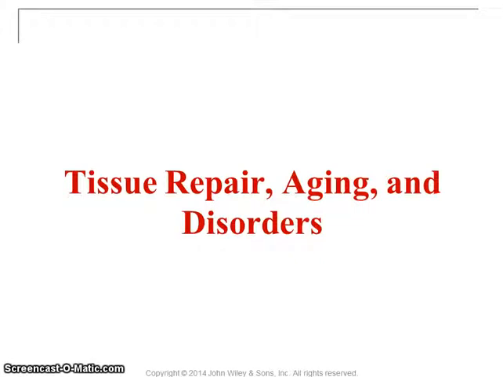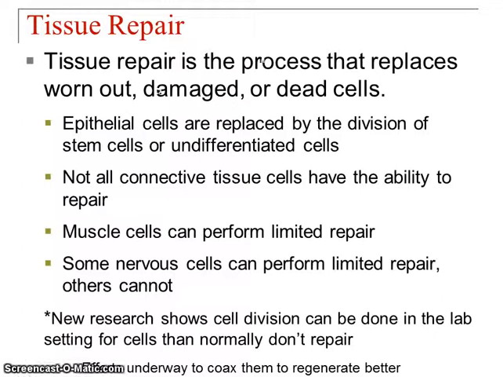Now let's look at tissue repair, aging, and disorders. Okay, so some tissues repair better than others. Some are constantly going through divisions, whereas others, once they're fully developed, those cells will never divide again. So epithelial cells, they regenerate really well. They're constantly dividing, repairing themselves. As soon as you get a cut, these epithelial growth factors are released, and the cells around them start to go through mitosis quickly.